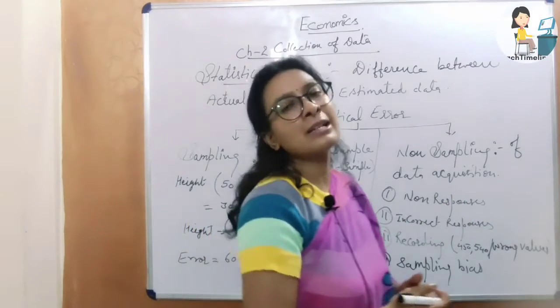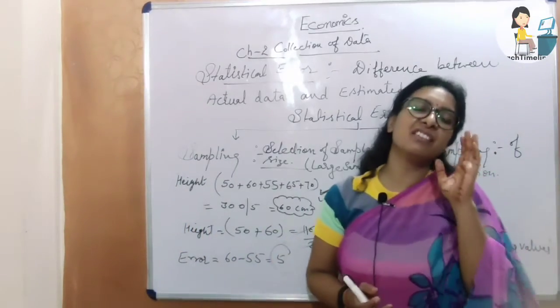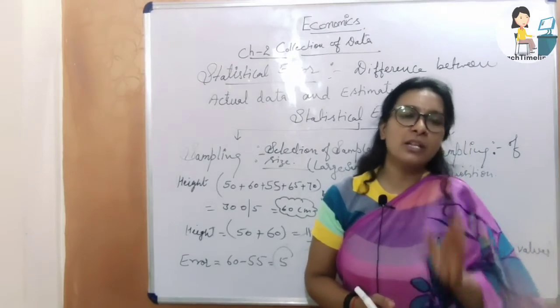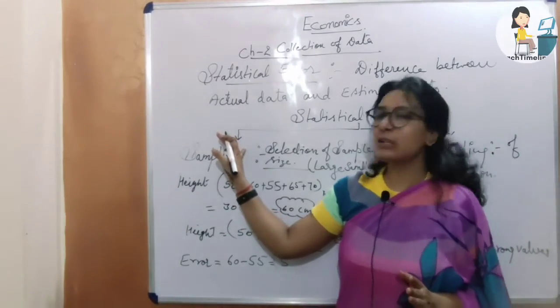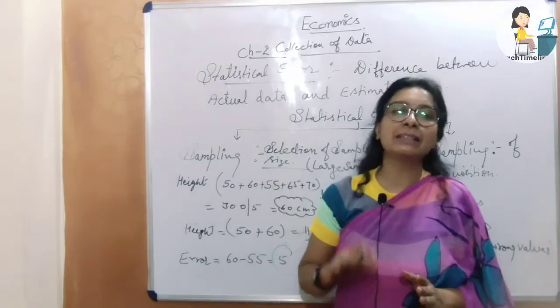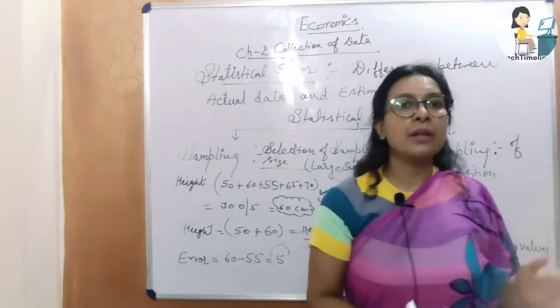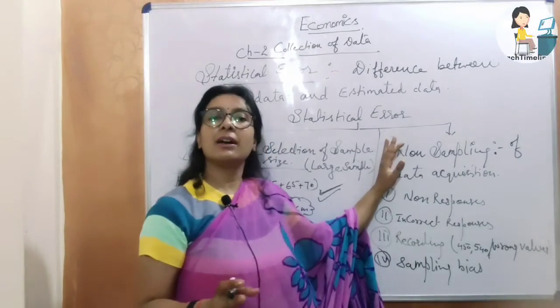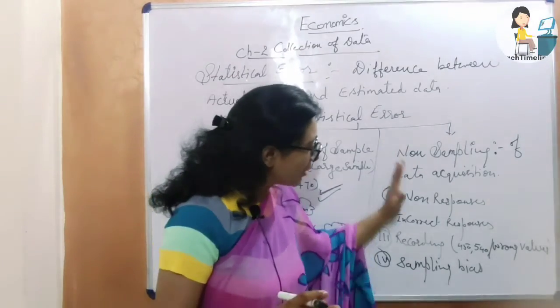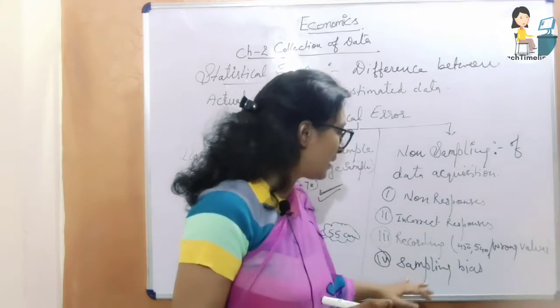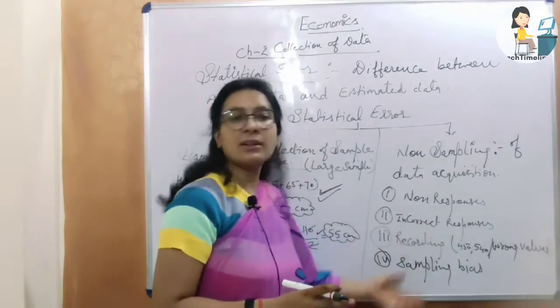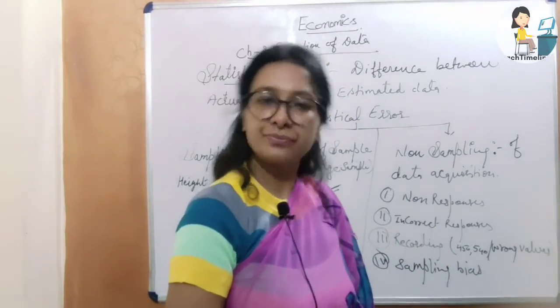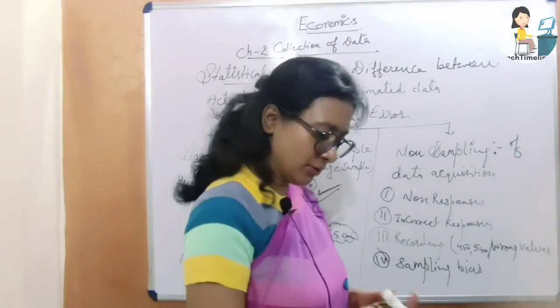Many times the question asked by teachers is which error is serious and why. The sampling error is not serious because it can be reduced by taking a large sample. It can be minimized. But non-sampling errors are serious because they cannot be reduced or minimized by taking large samples. Once it occurs, it will always remain there. Clear? Sampling, non-sampling errors.